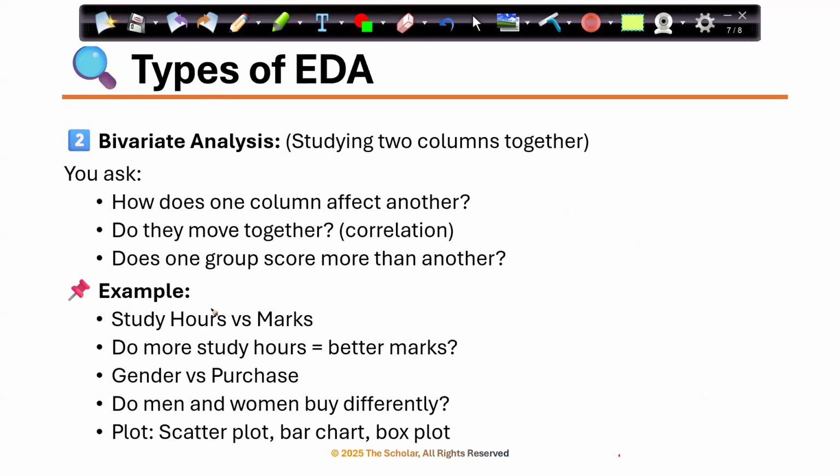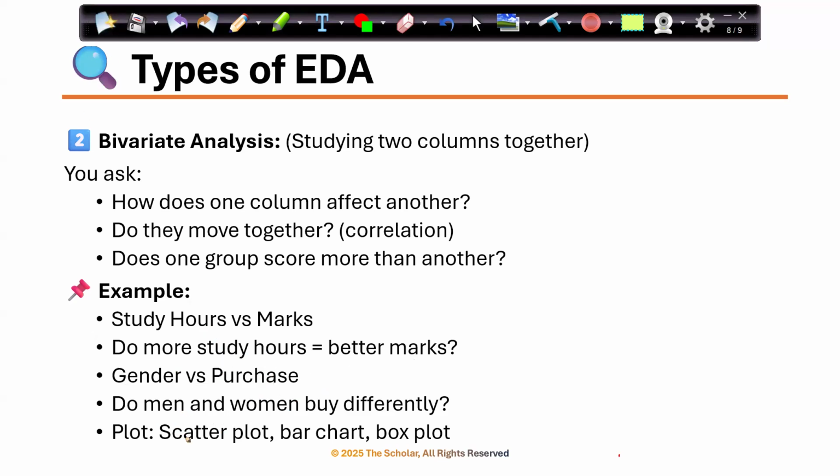So here you can see that we have various examples of two variables analysis. One is hours versus marks, how many hours you are studying, and based on that, how many marks you got. Second is, do more study hours give better marks, right? That type of information we are getting from here. Gender versus purchase. Do men and women buy differently? So I'm analyzing two variables, one is gender and second is purchase. Based on the gender, do we have any other purchasing behavior, something like that?